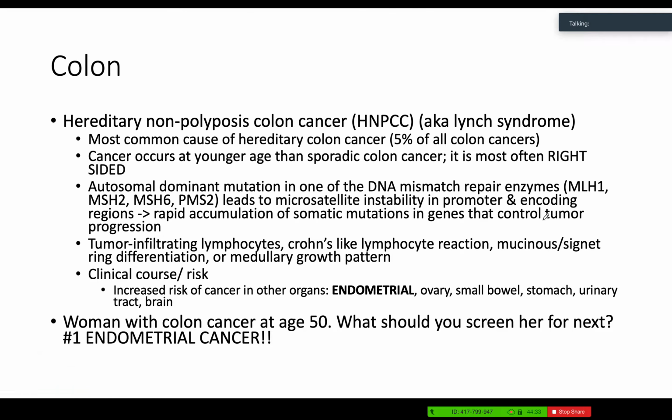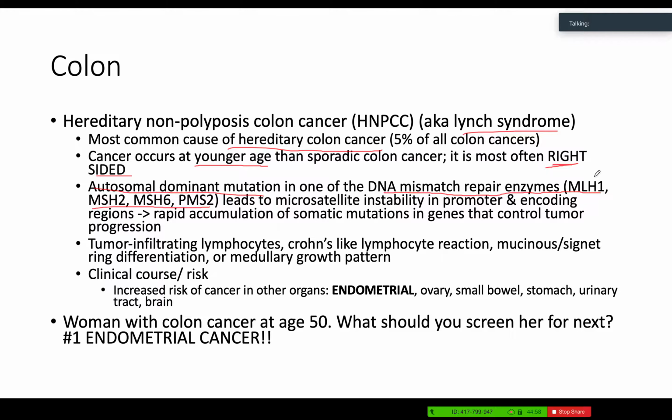HNPCC, also known as your Lynch syndrome. This is our most common cause of hereditary colon cancer. These cancers are going to occur at a younger age, and most commonly right-sided cancers. Okay, and so we talked about this before, but we have an autosomal dominant mutation in the DNA mismatch repair enzymes MLH1, MSH2, MSH6, PMS2.